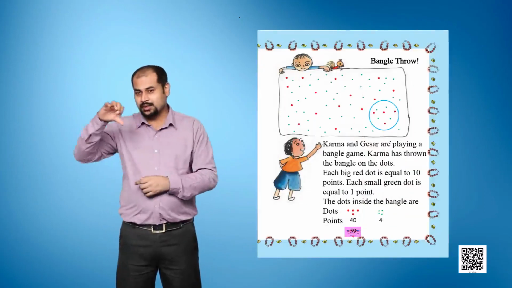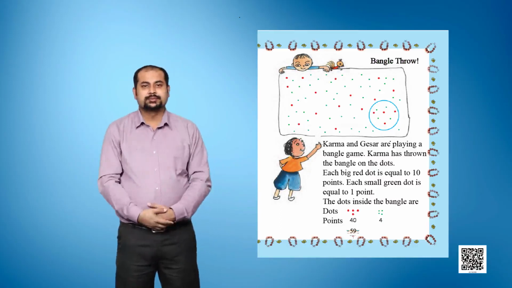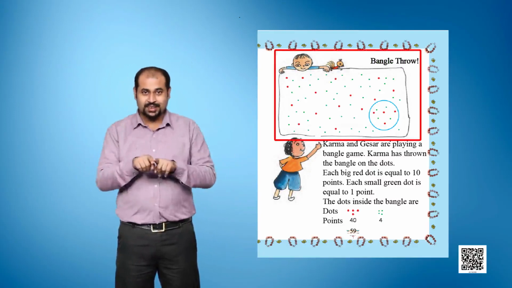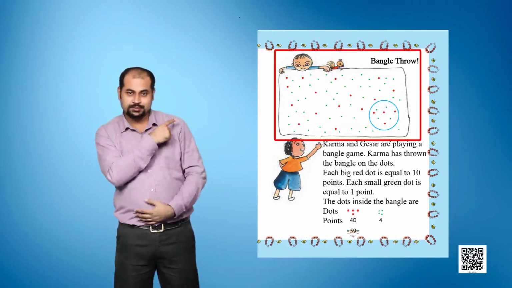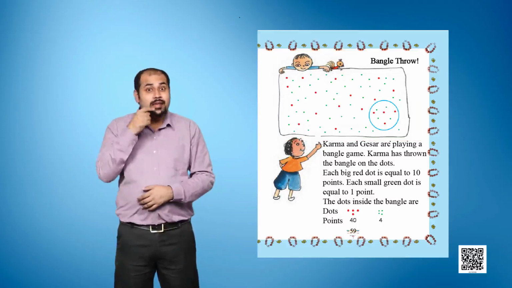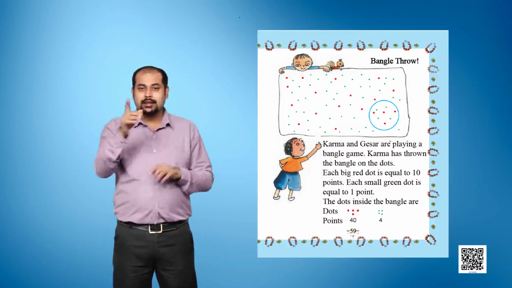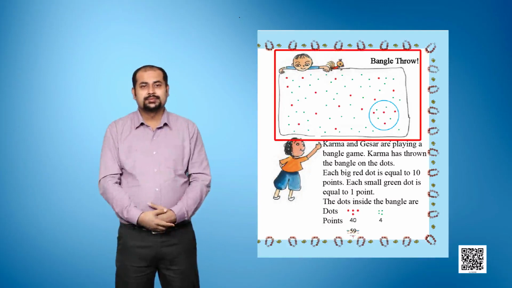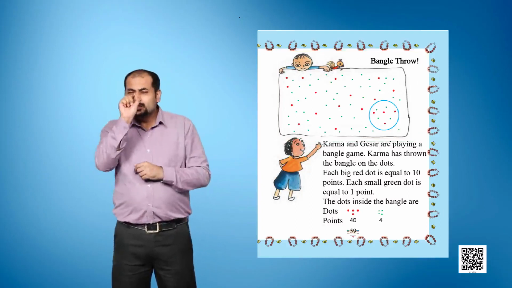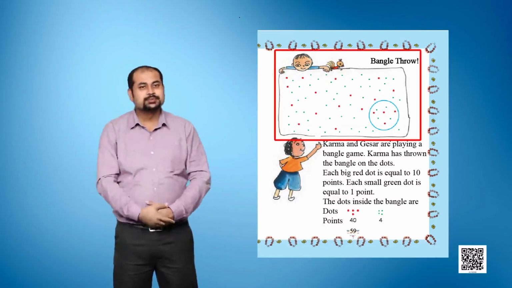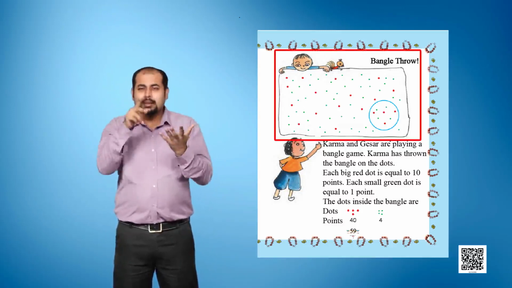Page number 59. Bangle throw. This page has a picture of a board with red and green dots. The red dots are bigger than the green dots. Let's begin reading this page to understand the purpose of this board.